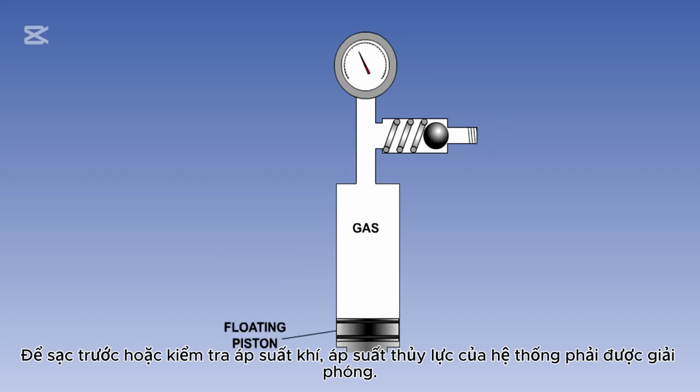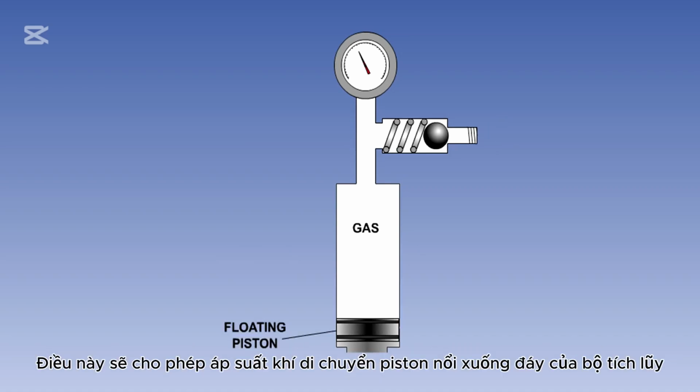To pre-charge or check the gas pressure, the system hydraulic pressure should be released. This will allow the gas pressure to move the floating piston to the bottom of the accumulator.